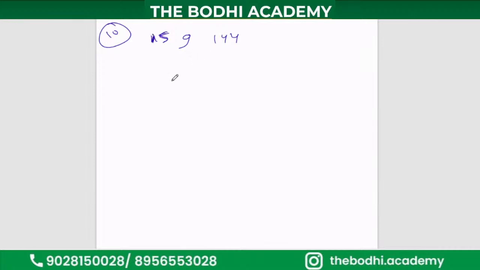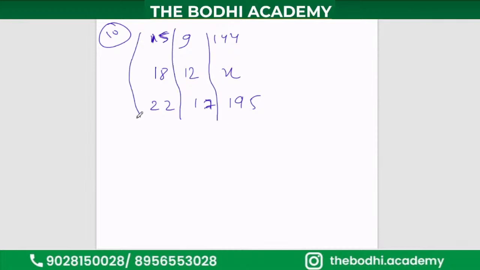So 15, 9, 144, 18, 12, x, 22, 17, and 195. So now these are the numbers 15, 9, 144. And look at the first and the third number. First, second number is small and third number is big. So we should go horizontal, right? Then only we will get the answer. Now, what do you think the logic will be? If you see the third number, they are very big.